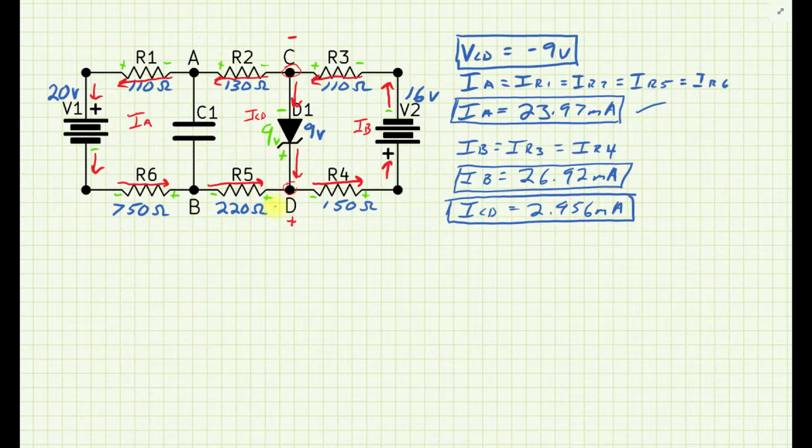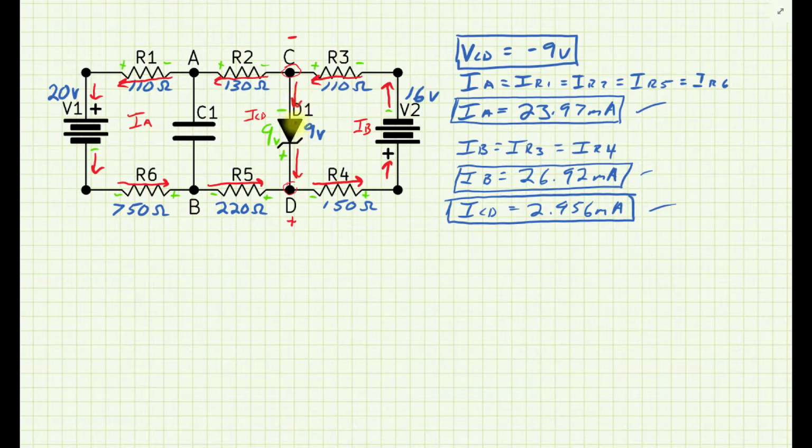Now, using node analysis, we were able to show that R5's current enters this node where D is, and then leaves over towards R4. So R5's current is lower than R4's current, so there must be some current coming in, and the only possible place is through that diode. And so the simple equation IB equals IA plus ID, or ICD in this case. Basically the difference between IA and IB is the current that's traveling through that diode.